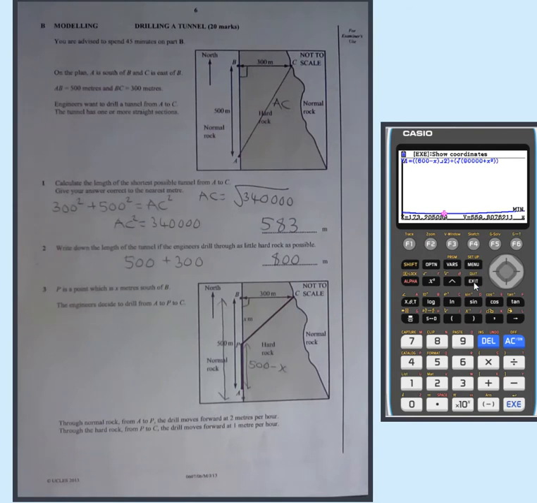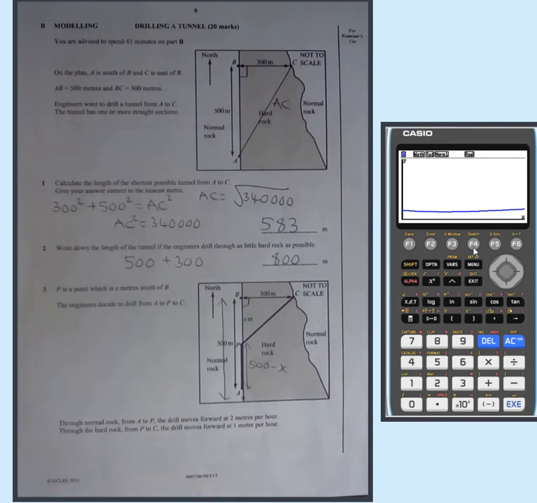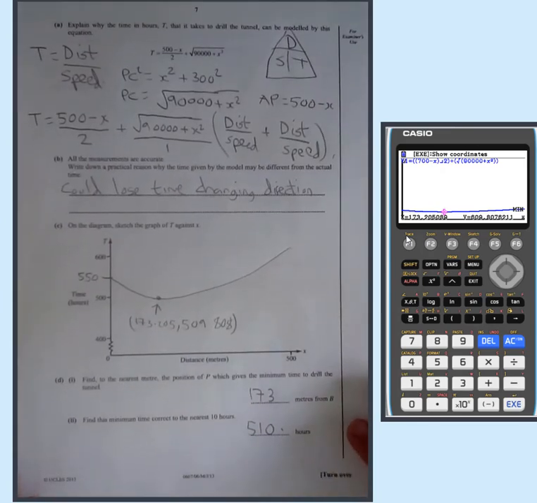What would happen if it was 700 meters away? So we'll draw it again. You can still see the same sort of shape. So if we then look for the minimum, it still happens when X is 173 meters away. So it looks like it doesn't make any difference, right? So the X value will stay the same.